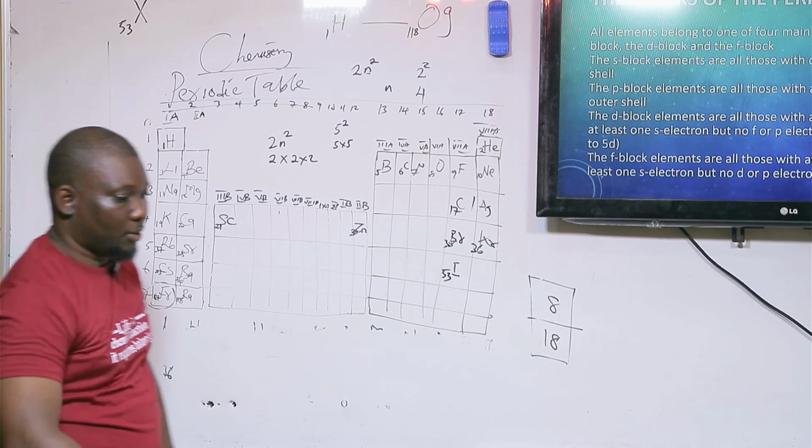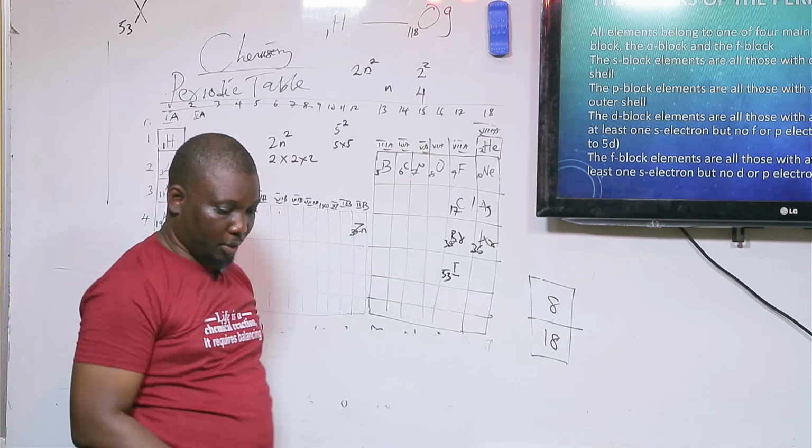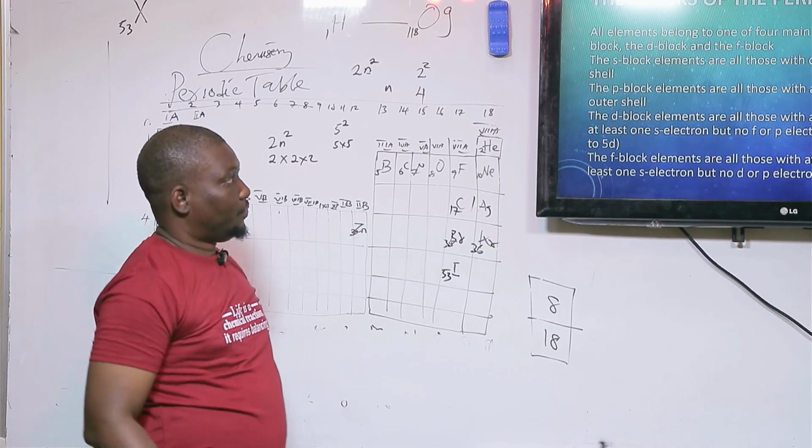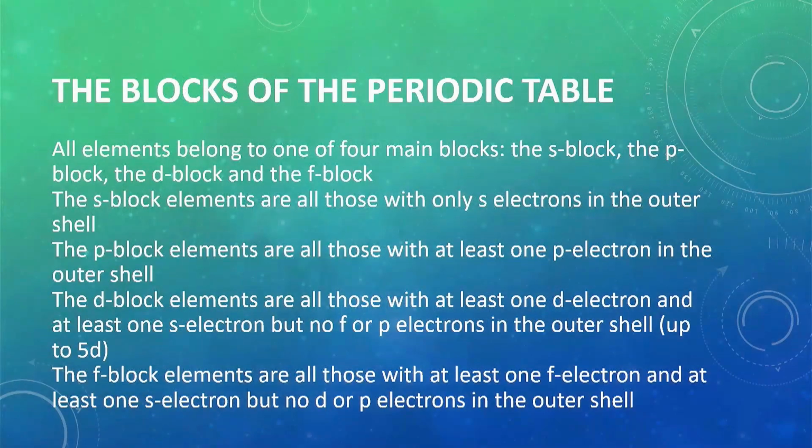Okay, let's look at blocks. Take it down. Blocks of the periodic table. From there, you have 4 blocks. We have the S block, the P block, the D block, and then the F block.